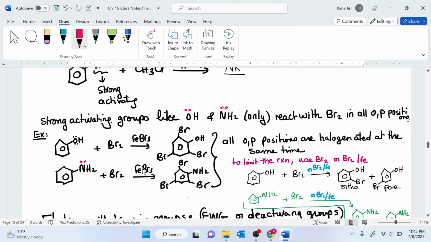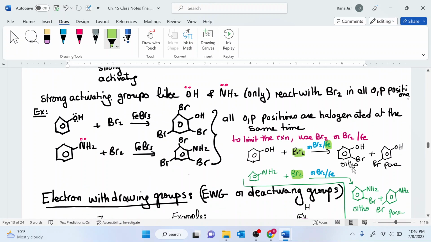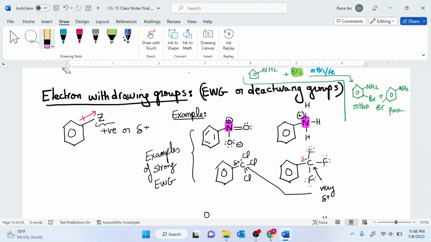To make the Lewis acid less reactive, instead of using iron bromide, we simply use iron, just iron, or we can take away the iron and use just the bromine in there without the iron. And the reaction can happen because those two are very strong activators. So in this case, you're going to end up getting the ortho product alone and the para product alone.